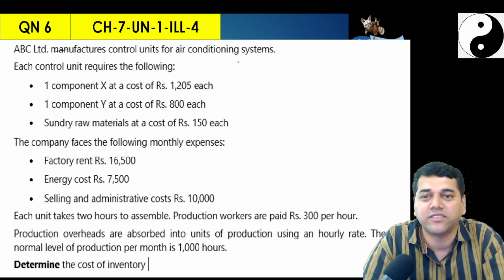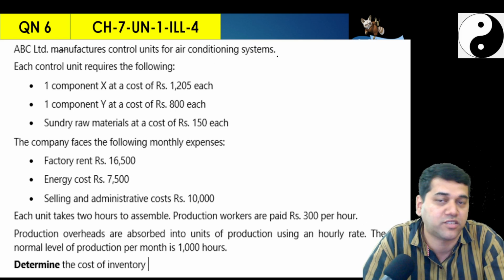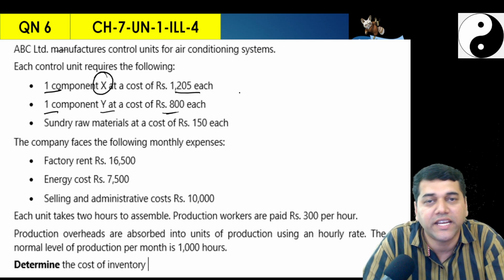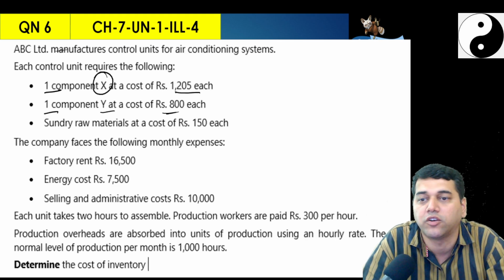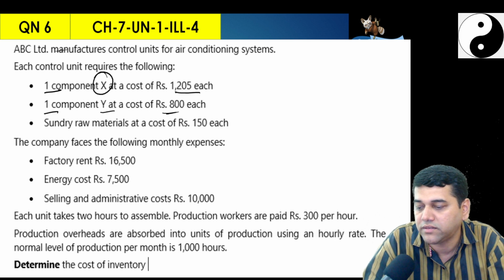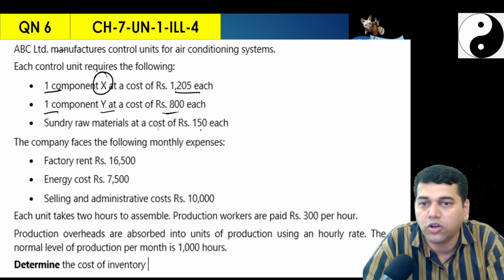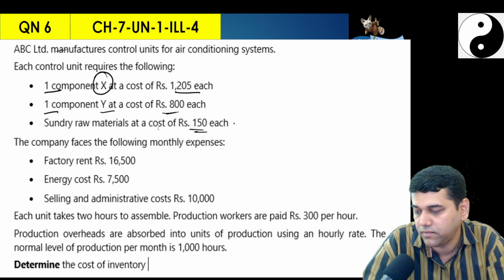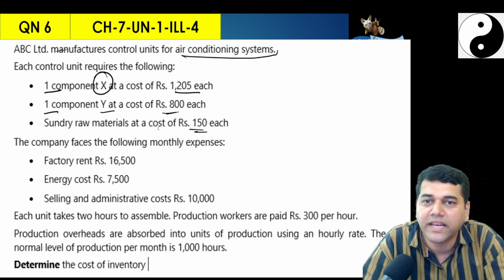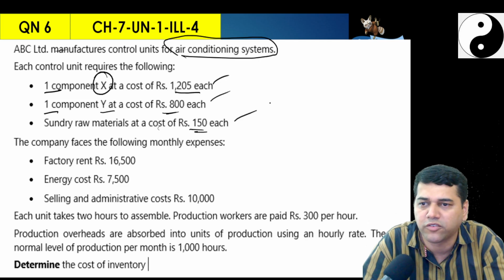ABC manufactures control units for air conditioning systems. Now you have one component X which costs 1205 each, and one component Y which costs 800 rupees each. This is the material cost to manufacture X and Y. Now sundry raw materials cost is 150 rupees. This air conditioning system has some components plus raw material.